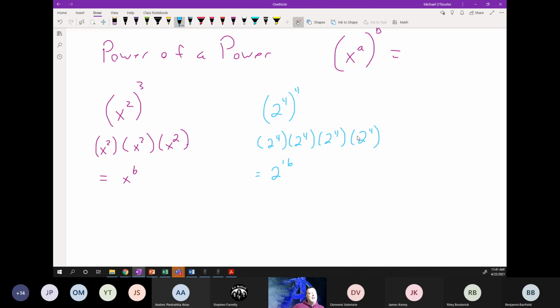So can someone come up with a rule for me? Looking at these two examples, can we come up with a rule, or do you want me to do one more?